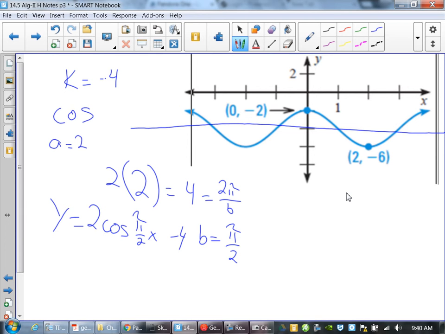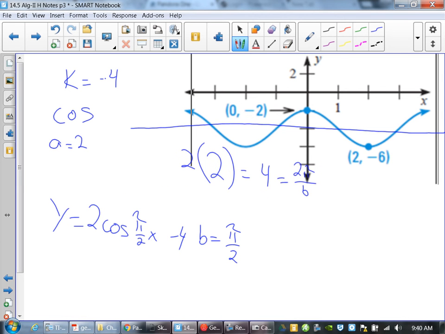Wait, I'm still confused on how you got pi over 2. Can you do it one more time? From here, that's fraction equal fraction, right? Yeah. Cross multiply, or exchange on the diagonal. That's all it is. Well, why'd you do 2 times 2? Distance between 0 and 2 is how far? So that's half the period. Remember, half the period is between here and here. And then you double it.